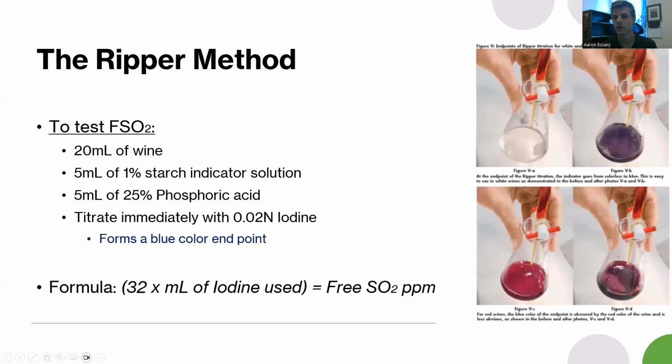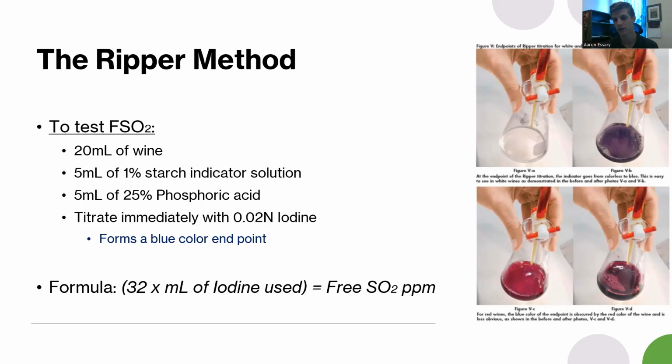So this is the Ripper method. It's just a simple titration. You take 20 mL of wine, 5 milliliters of starch indicator, and then 5 milliliters of phosphoric acid. And you mix it all together in a flask, and then you just titrate using iodine, specifically 0.02 normality. That N stands for normality. There are different normalities, molarities of chemicals. Just know you need 0.02 normality. And so you just titrate it, and then that's your formula. You multiply how much iodine you use by 32, and it gives you a free SO2 number.